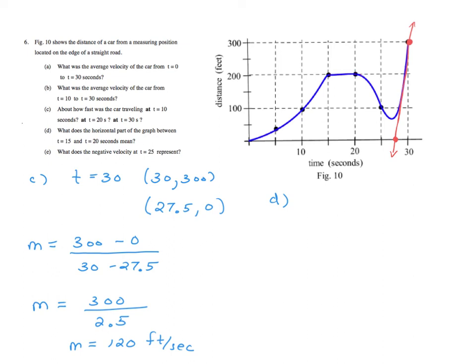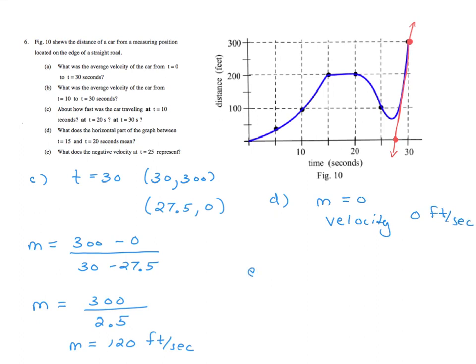But another way you could state this is, well, it looks like the speed or the velocity is 0. So the car is not moving. I know the slope is going to be 0. So this is the velocity of the car. It's going to be 0 feet per second. It's not moving.